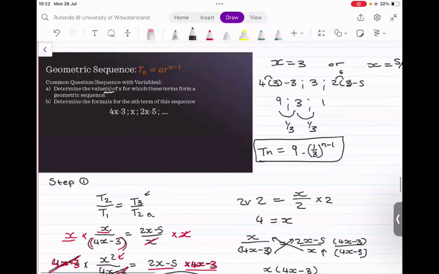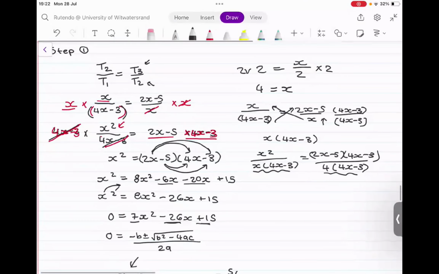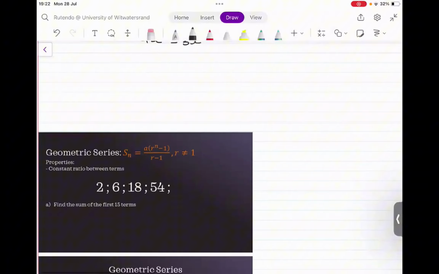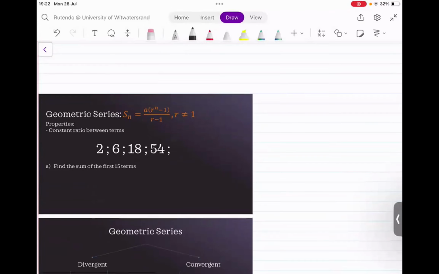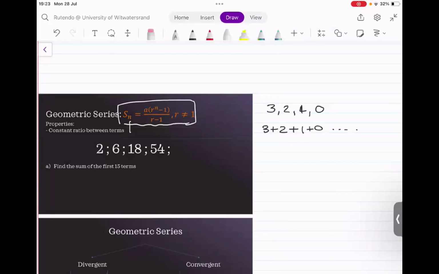Then we've got series. Our sequence is 3, 2, 1, 0. The series is 3 plus 2 plus 1 plus 0. Sometimes they ask you for the sum. Again, very similar to the way we did it before, we have our formula, and you know that it's a sum formula if you have Sn. Sn tells you that this is a formula you can use.